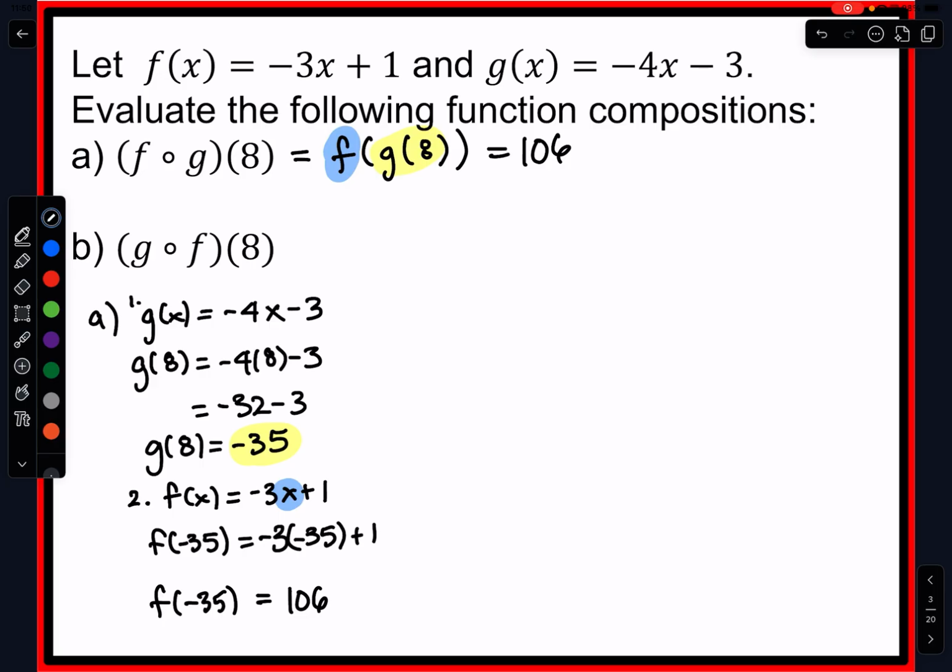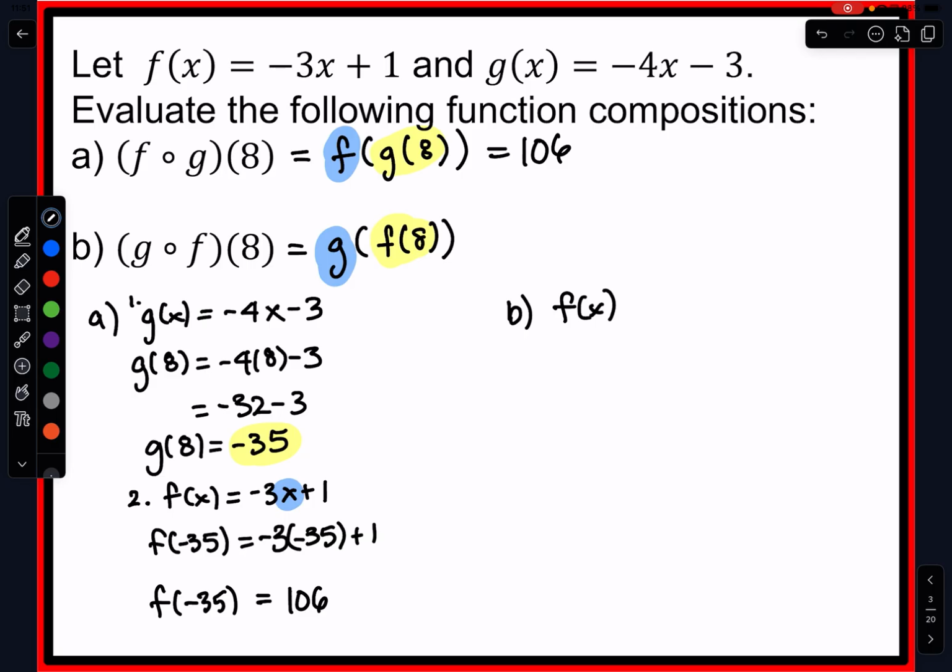For the second composition, we want to use the same initial input value, but plug that 8 in now into f. So we want to start using that number in f, and then that solution gets plugged into g. So we would do this in the opposite order.